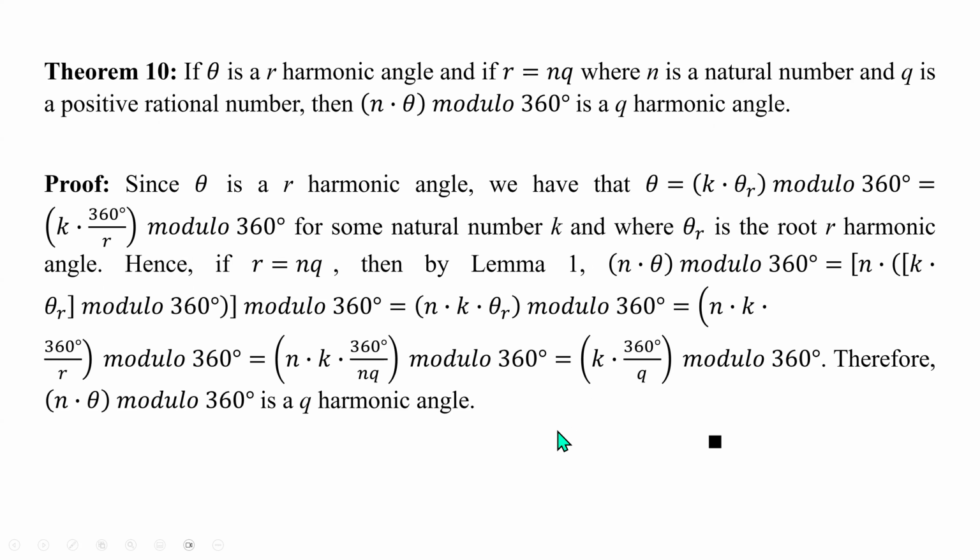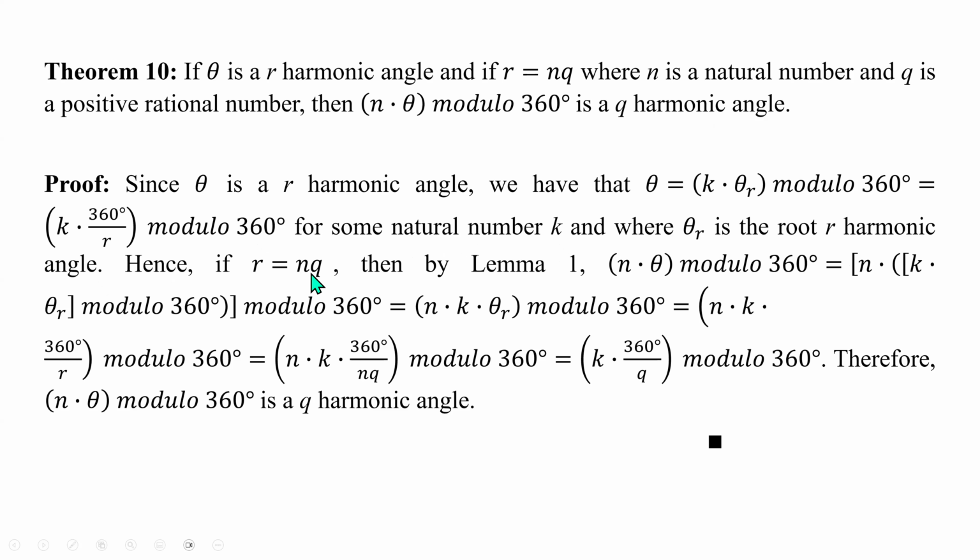If theta is an r harmonic angle, and if r equals n times q, where n is a natural number and q is a positive rational number, then n times theta modulo 360 degrees is a q harmonic angle. Since theta is an r harmonic angle, we have that theta is equal to k times theta sub r modulo 360 degrees, which is equal to k times 360 degrees over r modulo 360 degrees for some natural number k, where theta sub r is the root r harmonic angle.